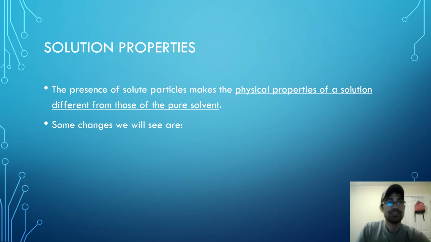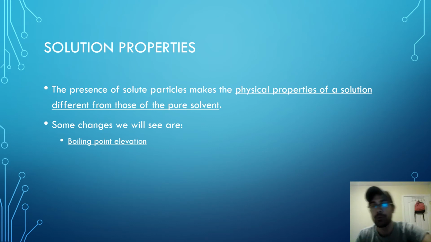So, realistically, you have water plus something else in it. So it makes sense. Okay. Some things that you will notice is that boiling point gets elevated. So it boils at a higher temperature. For example, salt water boils at a slightly higher temperature. Water typically should boil at about 100 degrees Celsius.